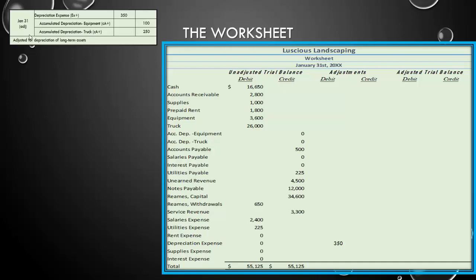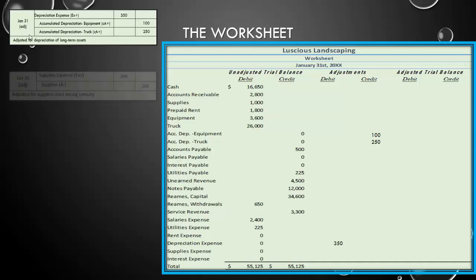So depreciation expense got debited for $350. Let's debit it in the adjustment section of our worksheet. Accumulated depreciation of equipment got credited for $100 in the adjustment. Let's add that to the adjustment section of our worksheet. Accumulated depreciation of truck got credited for $250 in this adjustment. Again, let's add that to our worksheet.